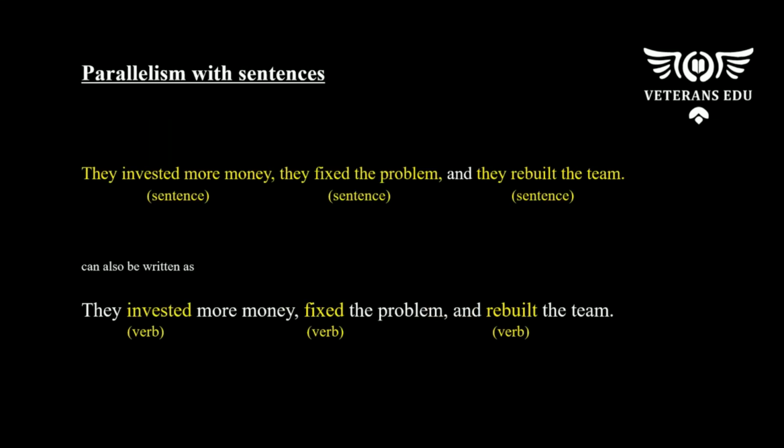And finally, you can use parallelism with sentences. For instance, "they invested more money, they fixed the problem, and they rebuilt the team" is perfectly fine and in parallel structure. And because we can omit the same word, you can also rewrite it as "they invested more money, fixed the problem, and rebuilt the team."